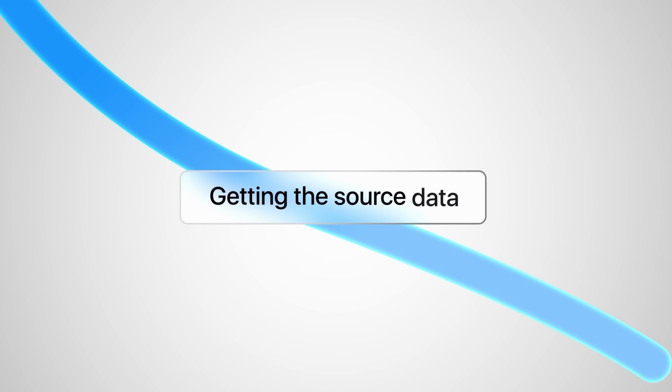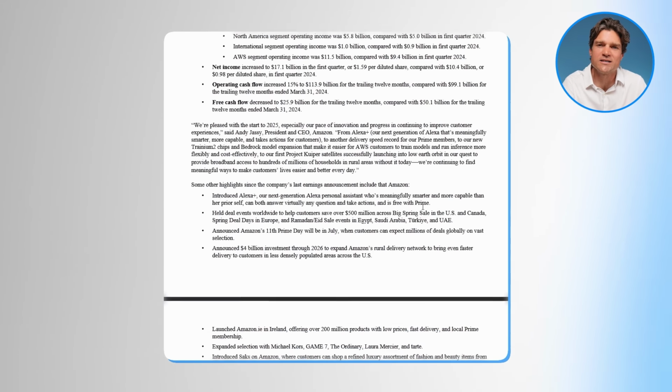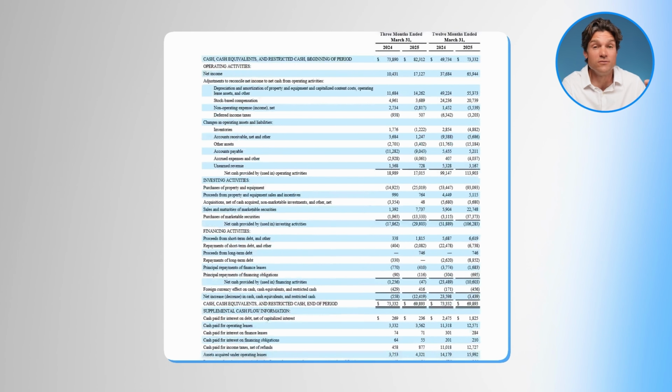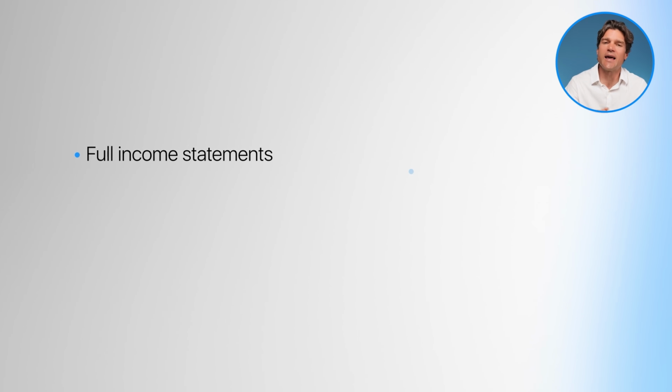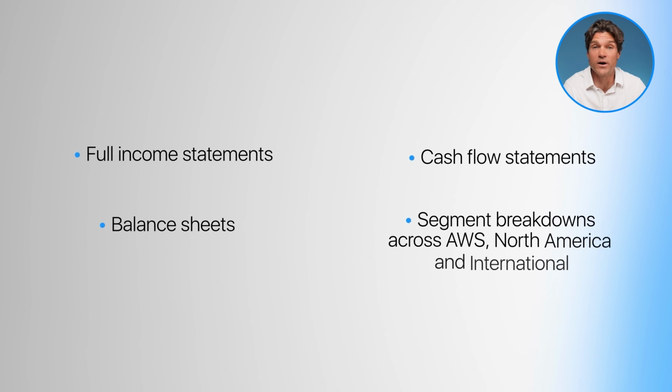Getting the source data. Before anything gets built, we need the raw data. For the data, as an example, I'll be using Amazon's quarterly earnings releases for this project because they are real financial reports with real complexity. These are the same documents that you as an analyst or an investor could use. So full income statements, cash flow statements, balance sheets, segment breakdowns across AWS, North America, and international.